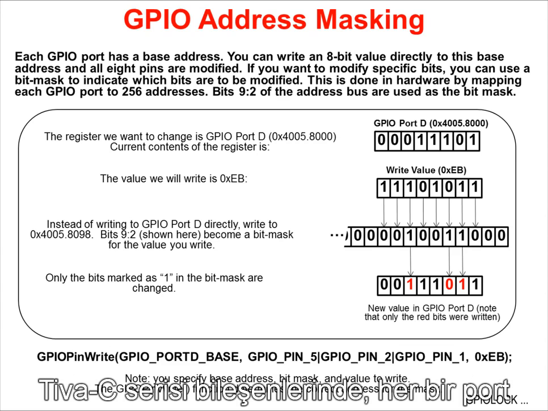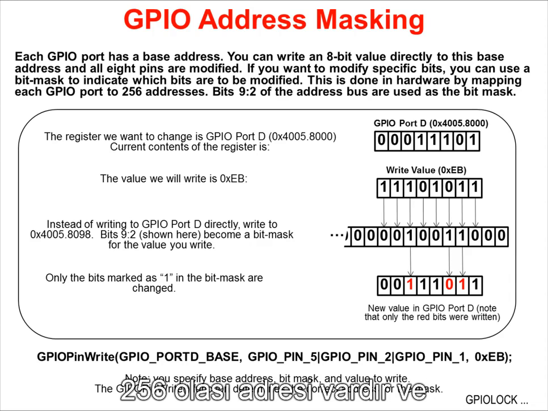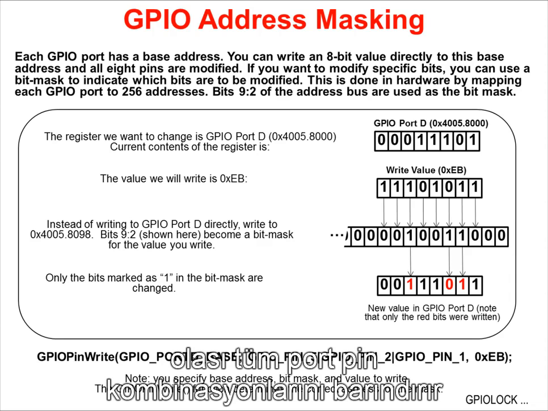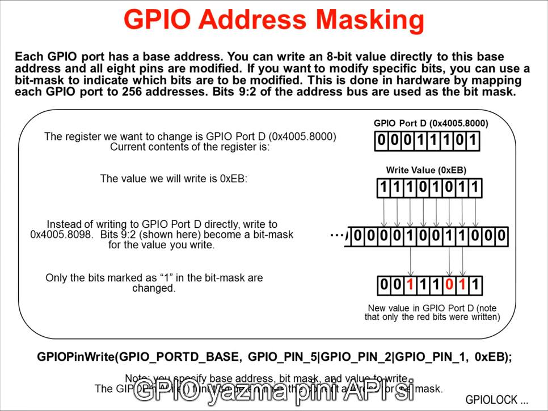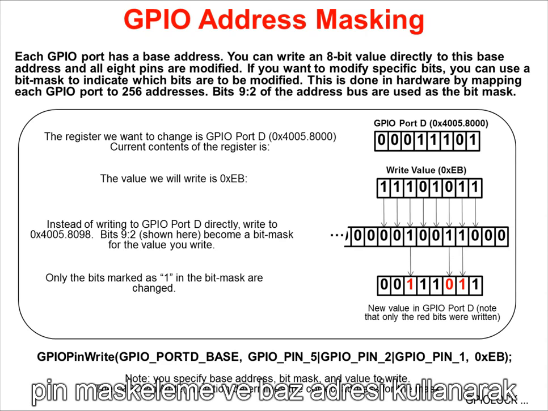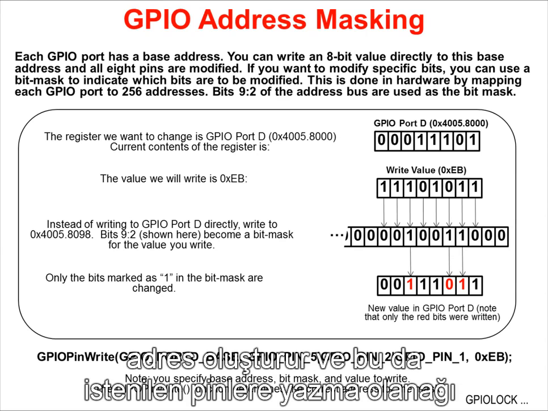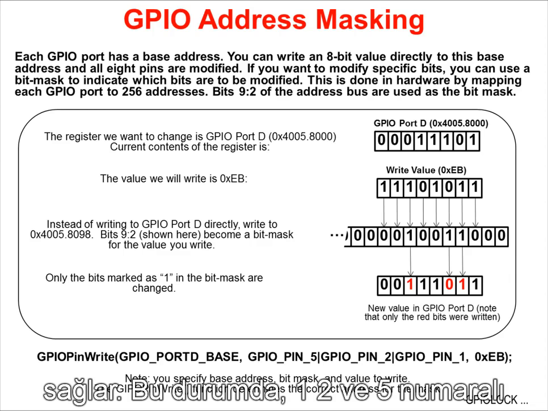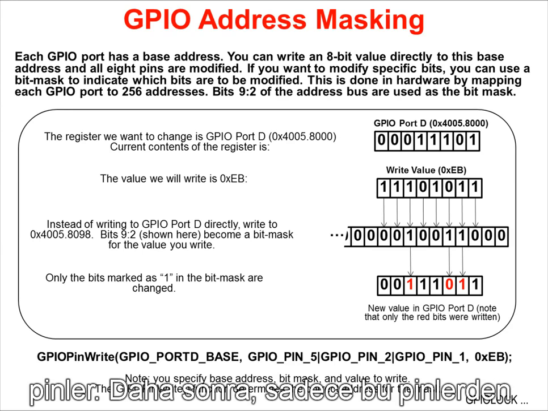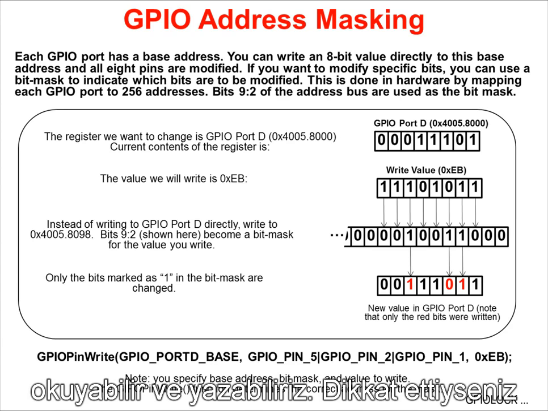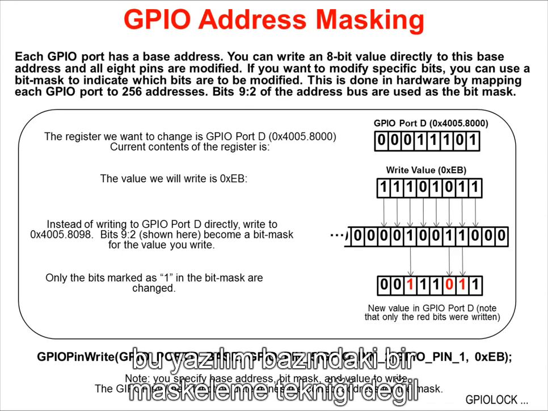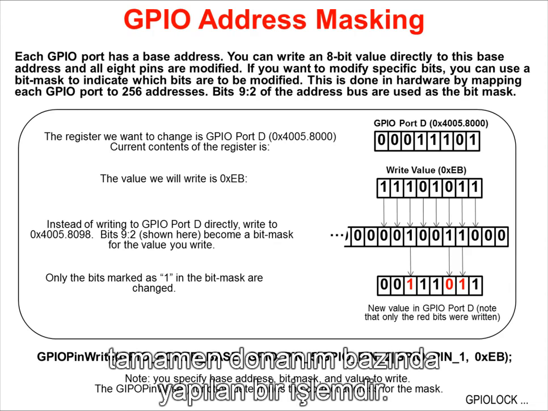On the Tiva C-Series parts, each port has 256 possible addresses covering every possible combination of the port pins. The GPIO pin write API uses the pin mask and the base address to form the address that allows us to write to the specified pins, in this case pins 1, 2, and 5. We can then write or read from these pins only. You should appreciate that this is not a software masking trick. This technique is completely in the hardware.